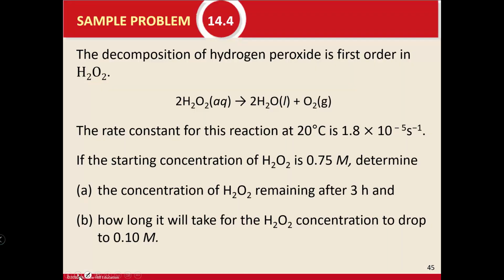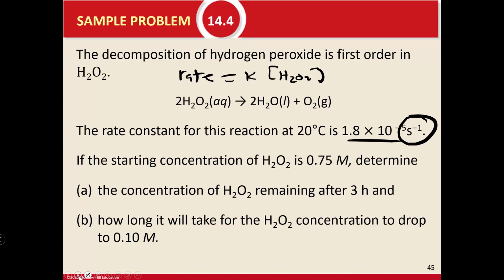So let's show you how it works. It says the decomposition of hydrogen peroxide is first order. So it means that when you write the rate law for this, you're going to get rate equals K times the concentration of the hydrogen peroxide to the first power. The rate constant for the reaction is given, and you know it's first order right there. If you see seconds to the -1 for the rate constant, you know it's first order.